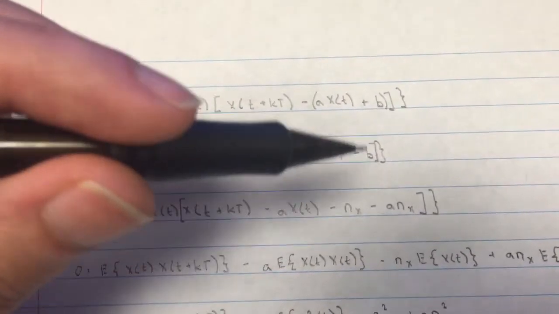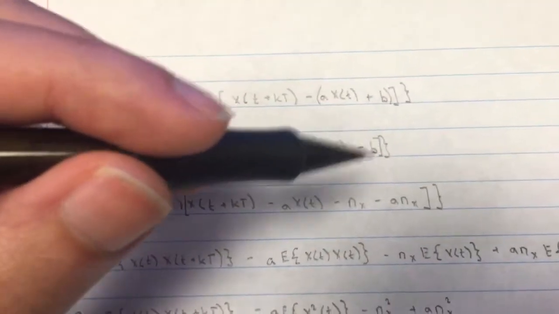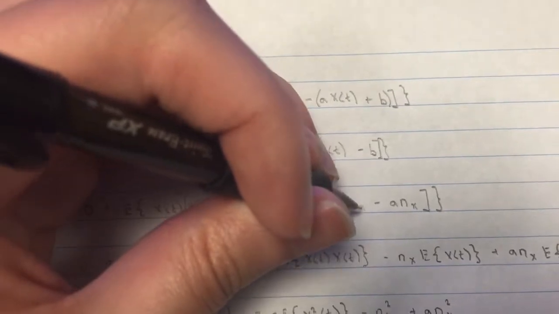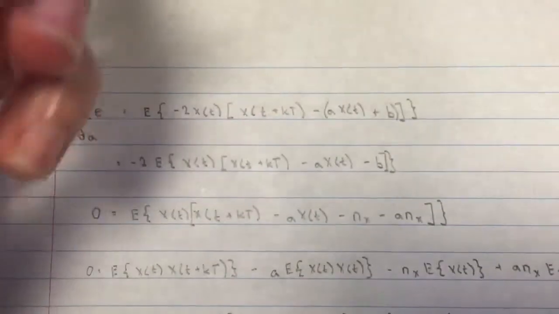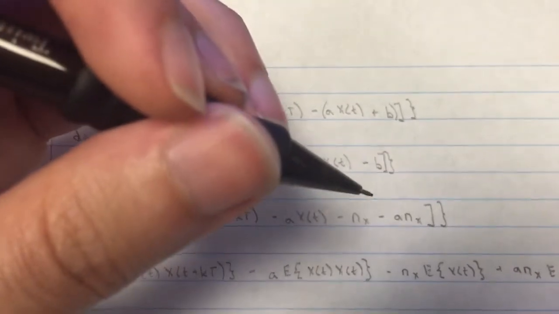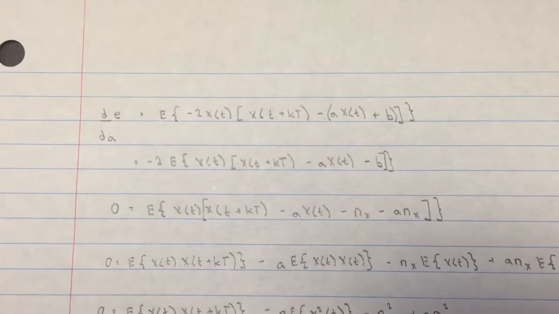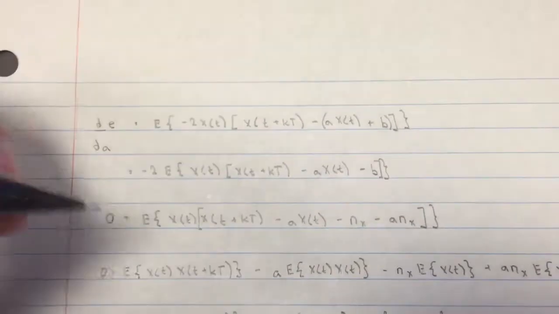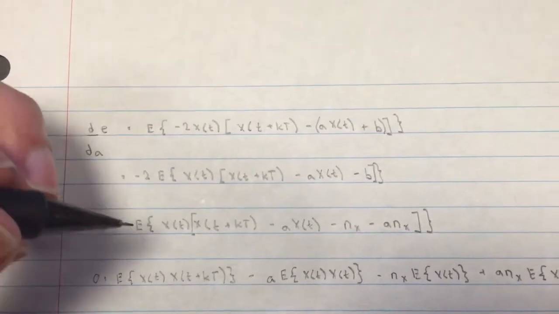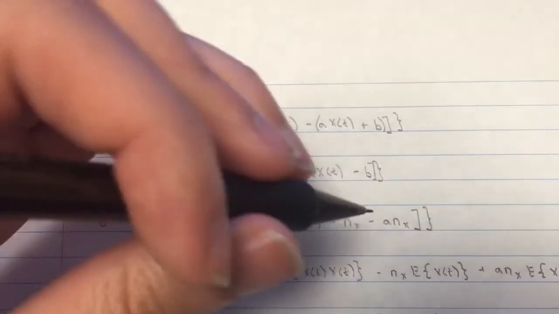And so this b here, we already know what b is. So now we can substitute in the previous value of b into this function, which is equal to n of x minus a of n of x. And so it ends up being the expected value of this substituted in.